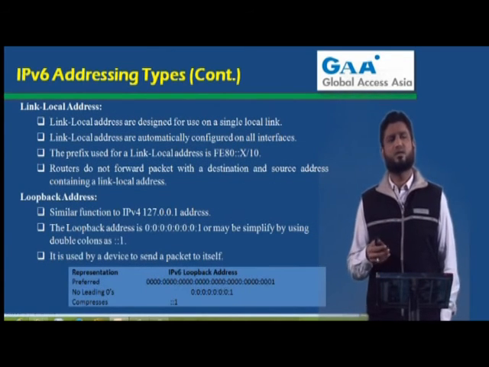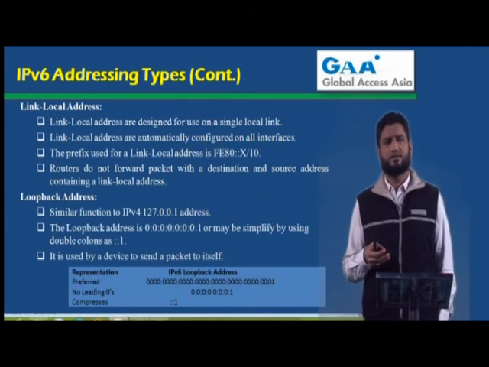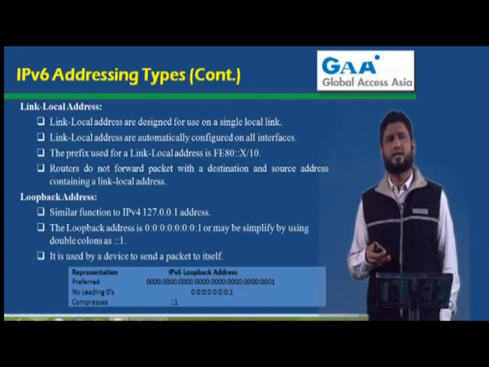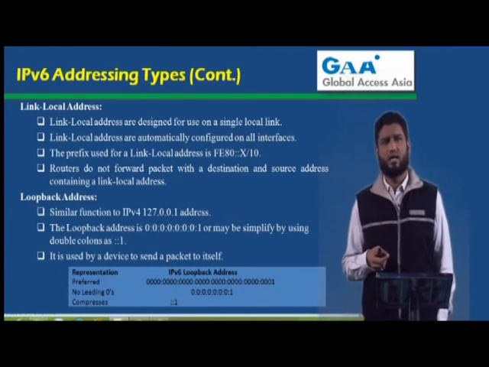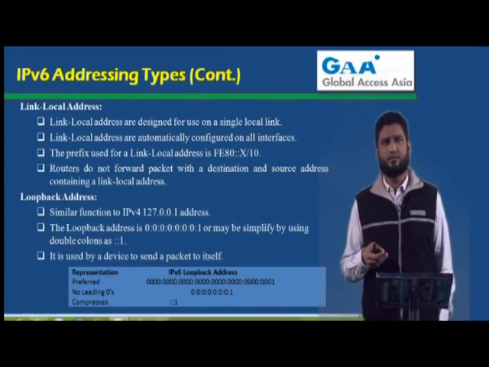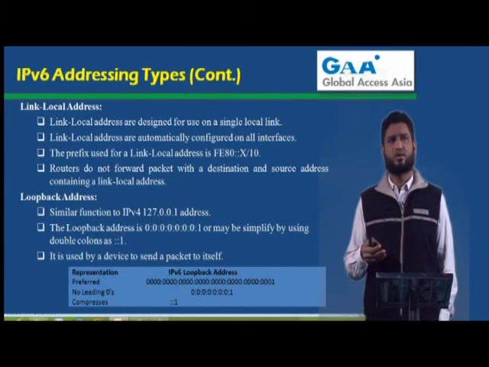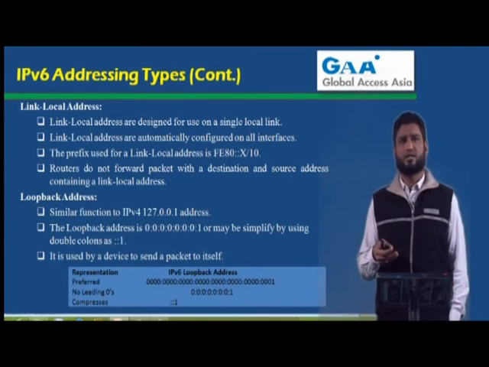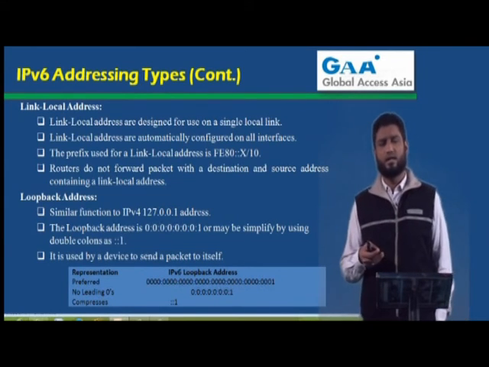IPv6 address types continuation here: link local addresses. Link local addresses are designed for use on a single local link. Link local addresses are automatically configured on all interfaces. There is also some prefix notation, and packets with a destination or source address containing a link local address must not be forwarded.